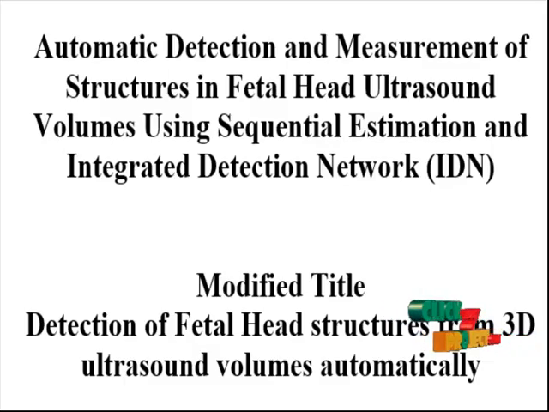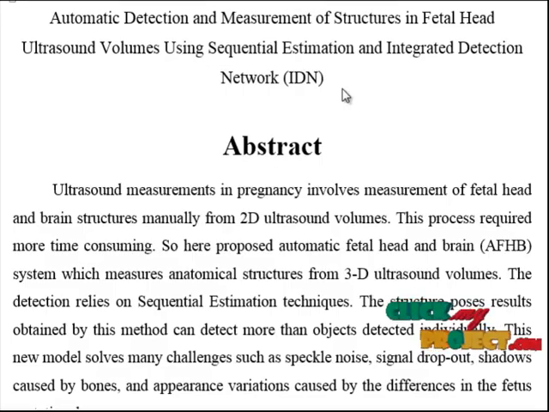We discuss the project: automatic detection and measurement of structures in fetal health ultrasound volumes using sequential estimation and integrated detection network. Let me discuss the abstract of the project. Ultrasound measurements in pregnancy involve measuring the fetal head and brain structure manually from 2D ultrasound volumes. This process is very time consuming. So here we propose an automatic fetal head and brain system which measures anatomical structures from 3D ultrasound volumes.